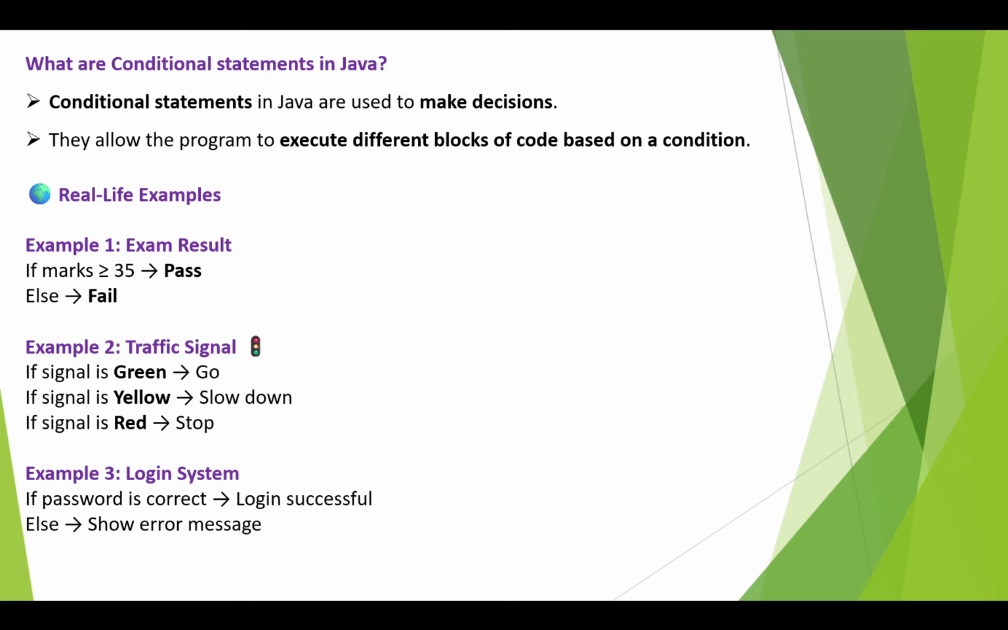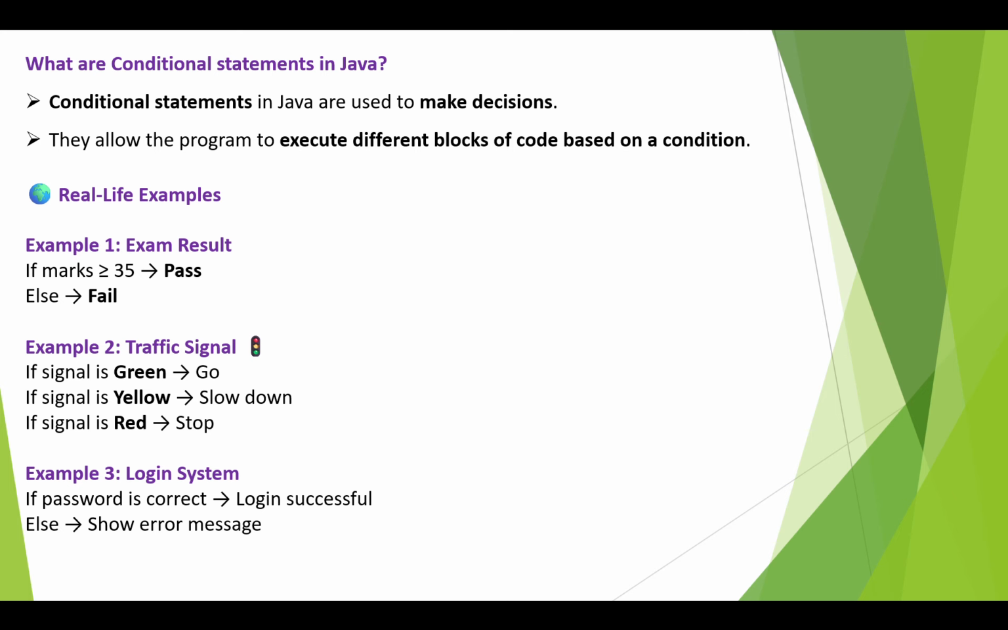In the first example, if marks are greater than or equal to 35, we'll declare the result as pass. Else, we declare the result as fail. So in the first scenario, we are having only two possible outcomes. If condition is true, we are trying to perform one action. If condition is false, we are doing another action.